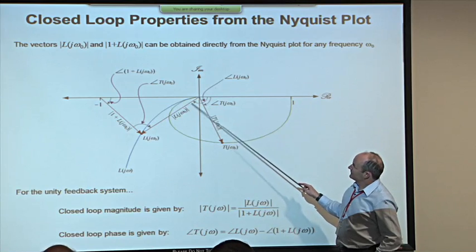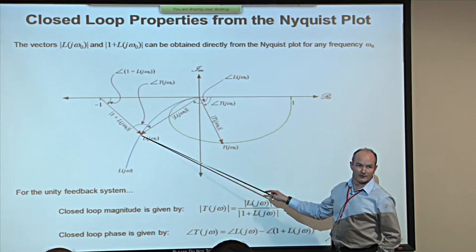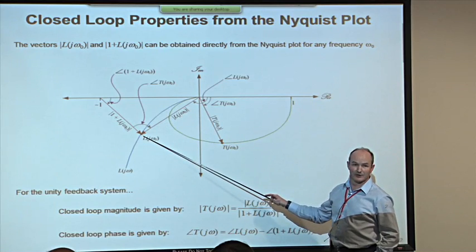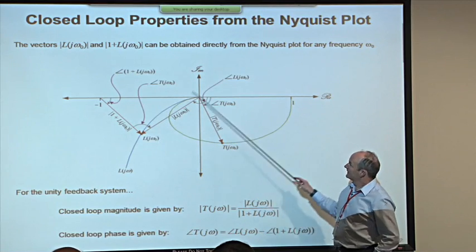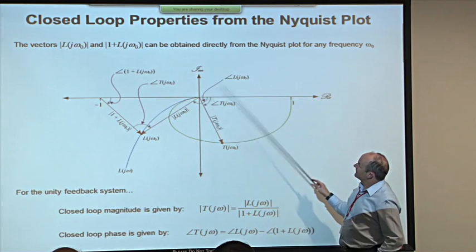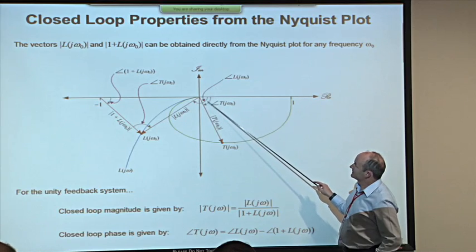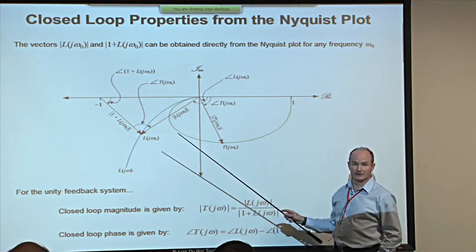So a vector from the origin out to the line on that polar plot represents, at least the length of that, is the magnitude of the open loop at that frequency. And this angle in here is the argument of the open loop transfer function at that frequency. This obviously is clockwise, it's negative, it's a phase lag.